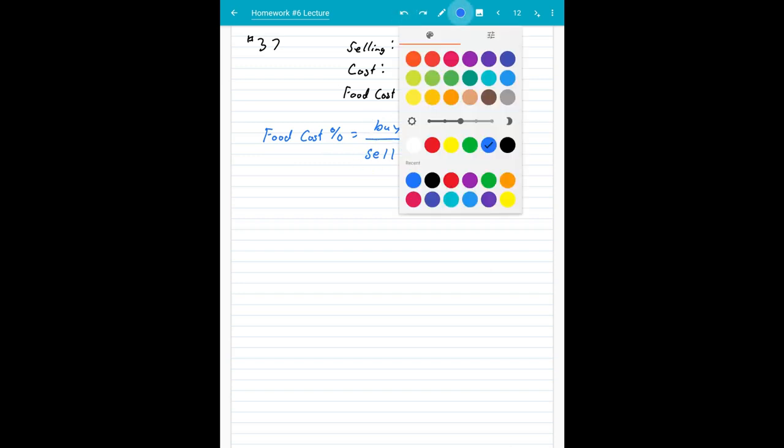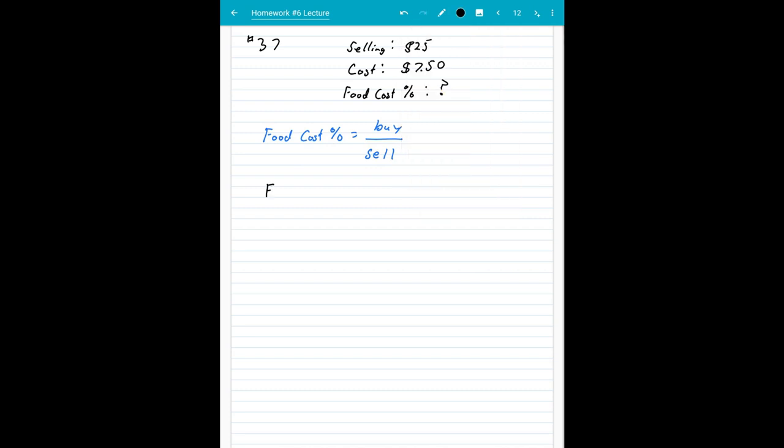So let's go ahead and do this problem. I'm going to abbreviate food cost with FC. FC is equal to we buy it or we make it for $7.50. We sell it for $25. So 7.50 divided by 25 gives us 0.3, and that converts to 30%. So the food cost percentage is equal to 30%.